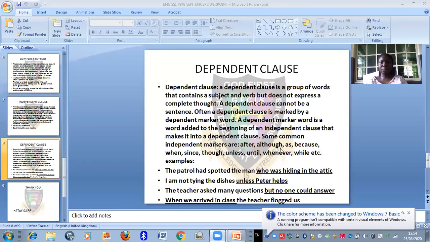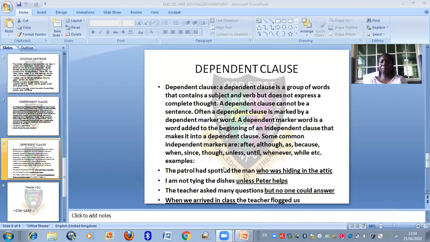All right, so let's look at examples of our dependent clauses. The patrol had spotted the man who was hiding in the attic. Now let's look at the underlined words. Who was hiding in the attic? I said the dependent clauses are usually introduced with marker words. Now in this case, it is introduced by the marker word who. So who was hiding in the attic is the dependent clause in this sentence.